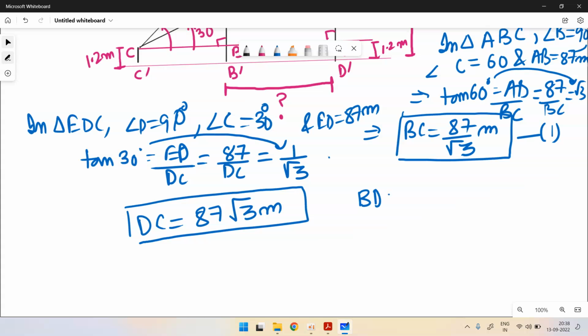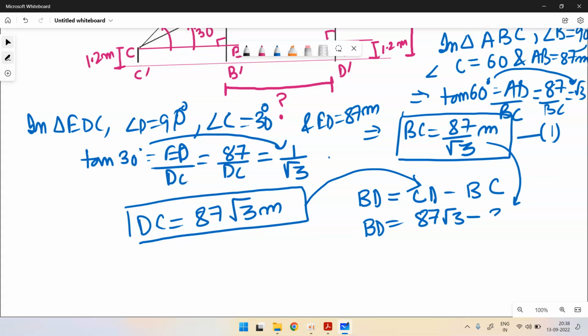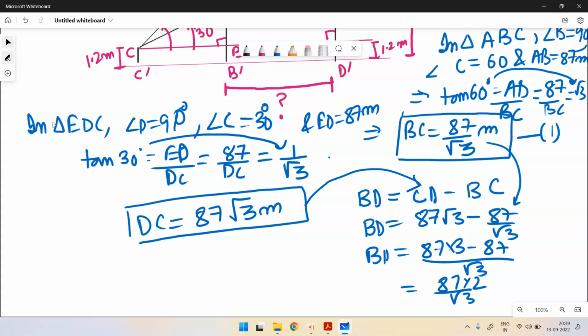From the given diagram, BD equals CD minus BC. CD is nothing but 87 root 3, and BC you already calculated as 87 by root 3. If you take the LCM, this is 87 into 3 minus 87 by root 3, which is nothing but 87 into 2 by root 3 meters.